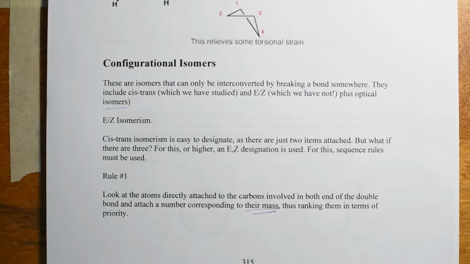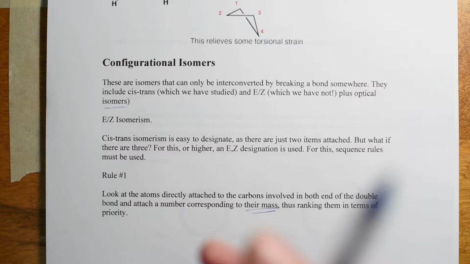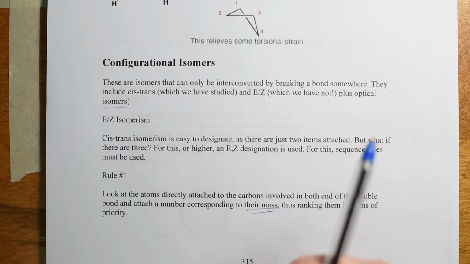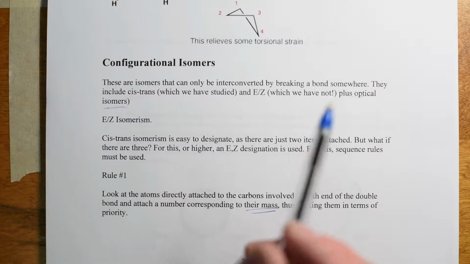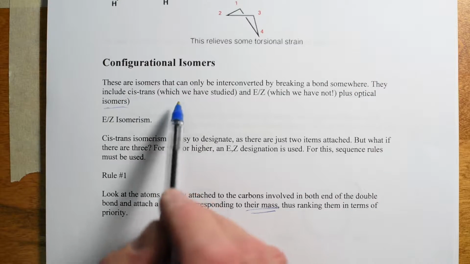Okay, we're going to talk now about configurational isomers. We've already talked about one type of configurational isomers. Basically, these are the types of isomers where you have to break a bond and rearrange the atoms in order to go from one isomer to the other. And the one that we've talked about is the cis-trans isomerism. We did that under alkenes.